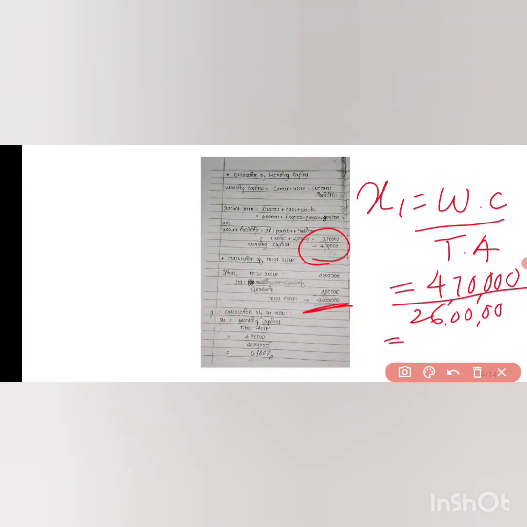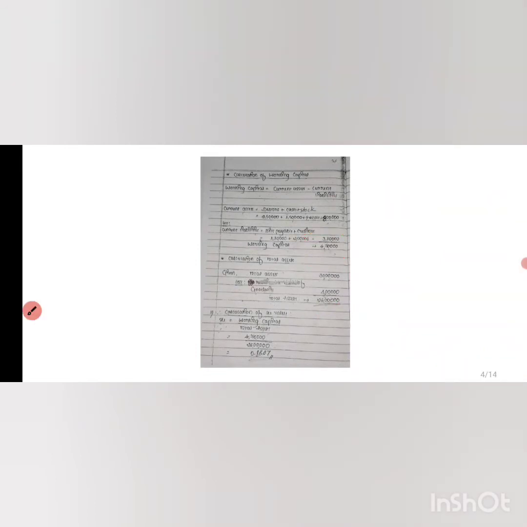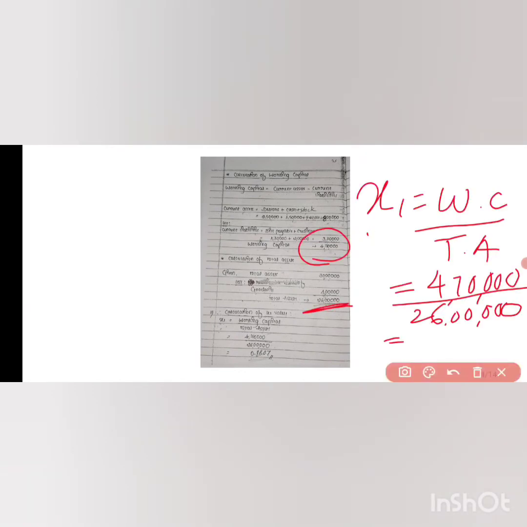So if we simplify this, we get one value, that is 0.1807, and this is our X1 value, right? We got our first financial ratio, that is X1. Clear with this? Now we have to calculate the X2 value.